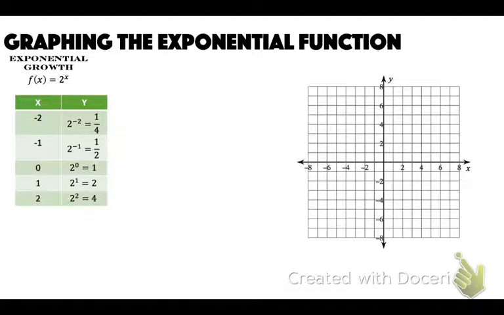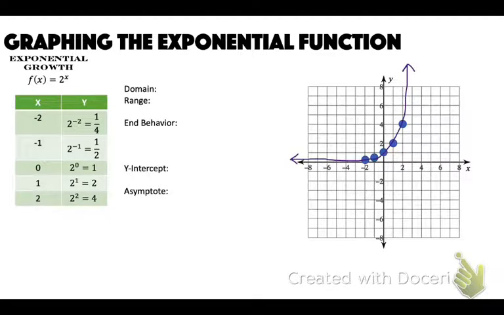Then we can just plot these. So -2, 1/4; -1, 1/2; 0, 1; 1, 2; and 2, 4. And we can see that this is an exponential growth. If you keep plotting numbers, the ones on the left are going to get really, really close to 0, and the ones on the right will shoot off to infinity.